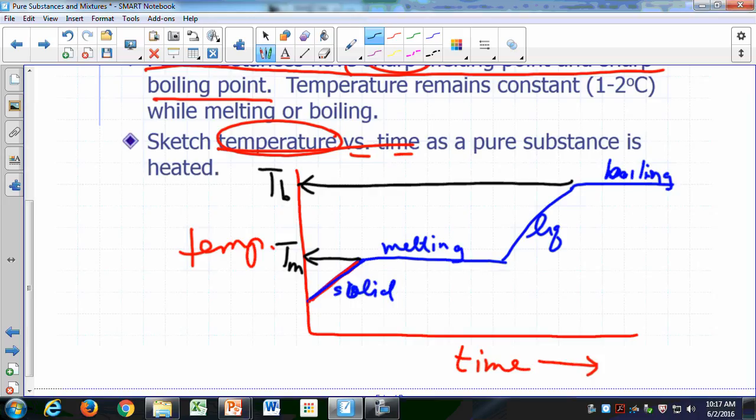Right, that's what it looks like. And once everything's vaporized, what happens? Then the temperature of the gas can continually go up. So this is your gas.